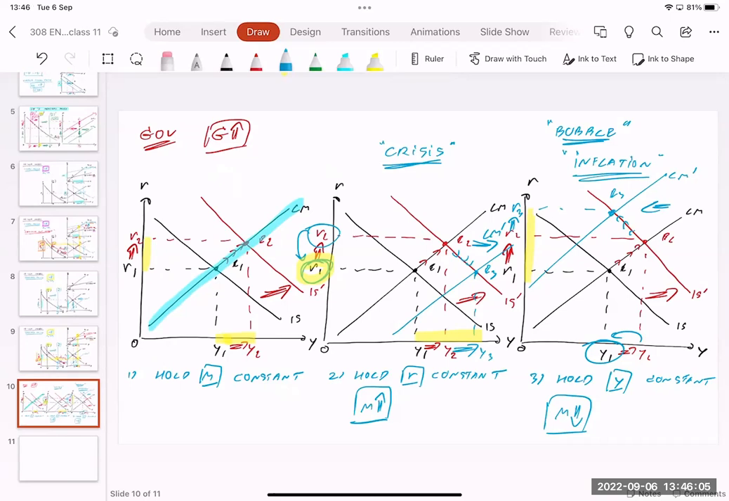And then the real interest rate increases. People are going to stop spending money. The whole economy is going to slow down. Okay, so far so good. So we have 3 cases here. Okay, done for today.